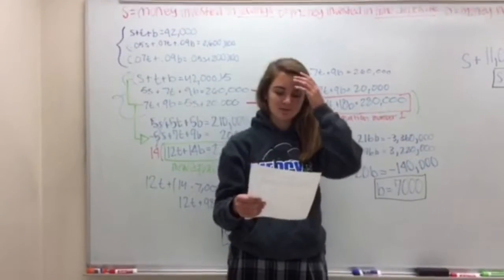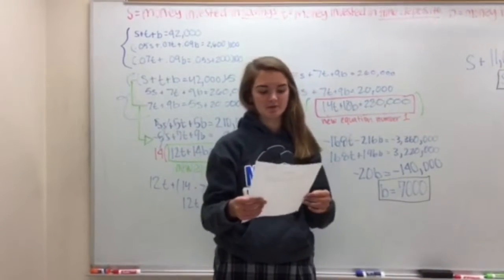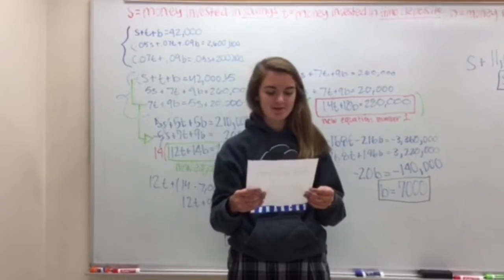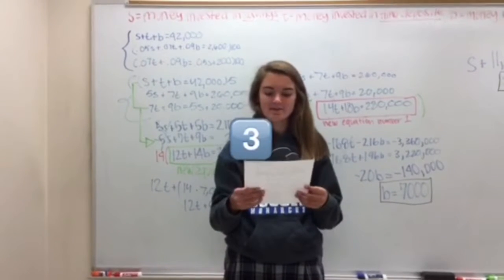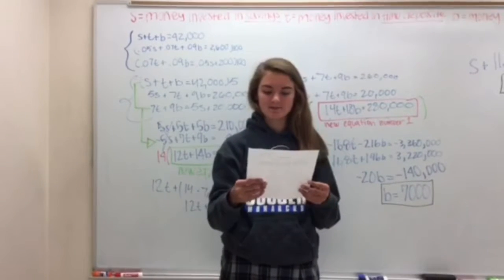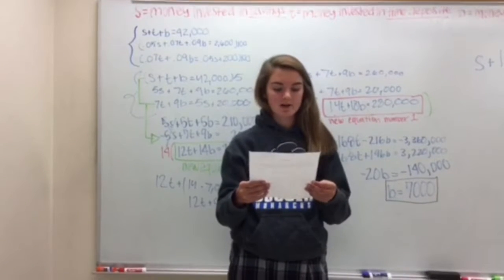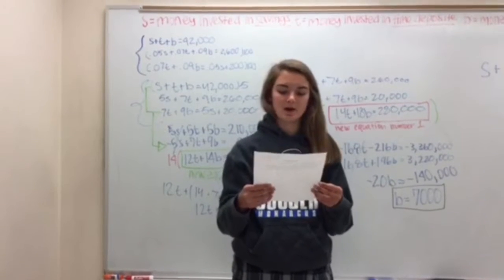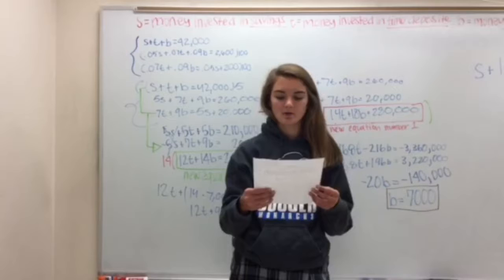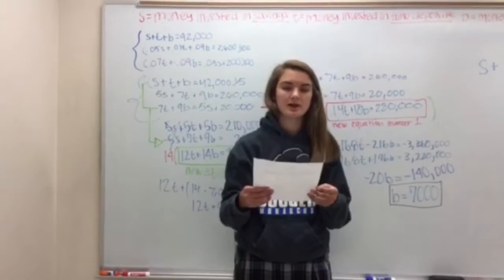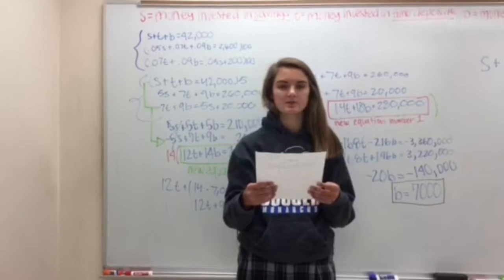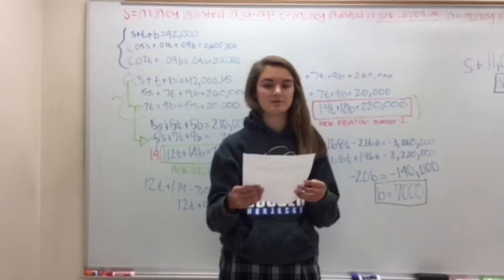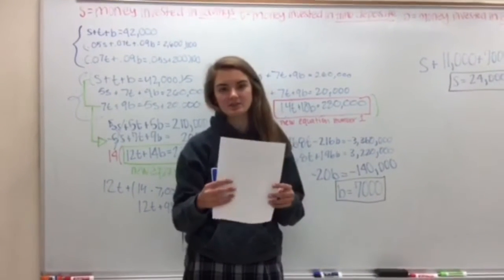Okay, so for our word problem for a system of linear equations with 3 variables, Monica decided to divide a total of $42,000 into 3 investments. One of the investments was a savings account paying 5% interest. Another was a time deposit paying 7% interest. And another was a bond paying 9% interest. Her total annual interest from the 3 investments was $2,600. And the interest from her savings account was $200 less than the total interest from the other 2 investments. How much did she invest at each rate?